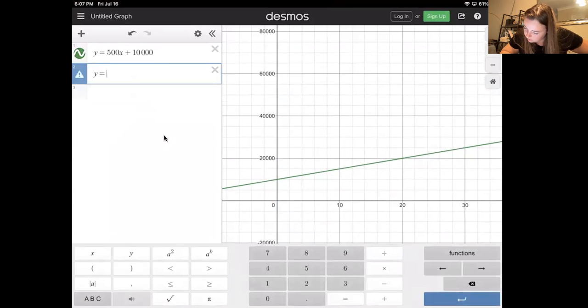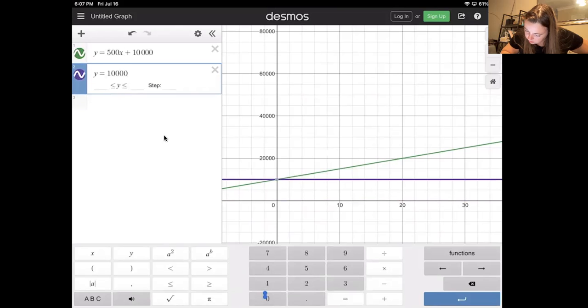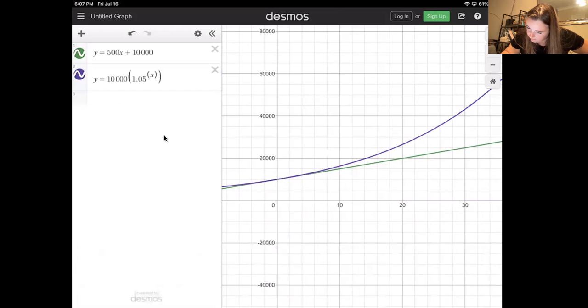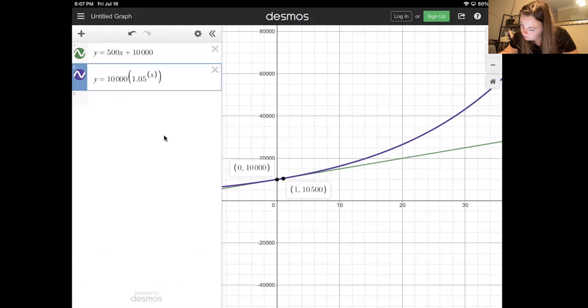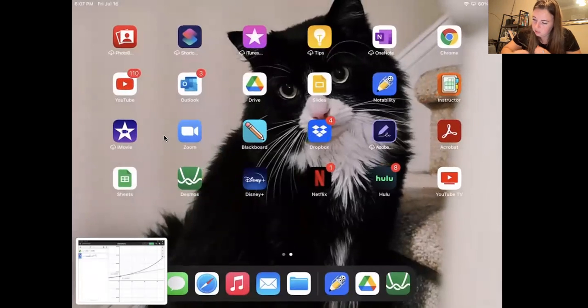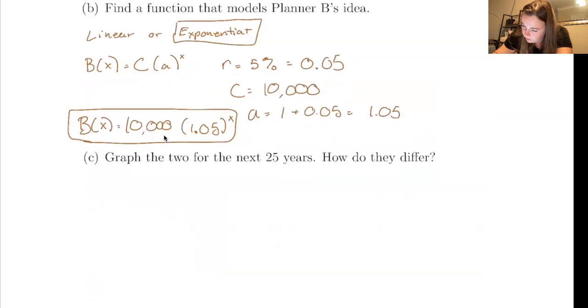Then y is going to equal 10,000 times 1.05 to the x. Great. Beautiful. I think that looks great. I like to click on them. Where do they intersect? Those 2 points. That makes sense that their initial condition would also be the same. Okay, so that's them over the first 25 years. And I'm going to leave that sidebar in just so we can remember who is who.